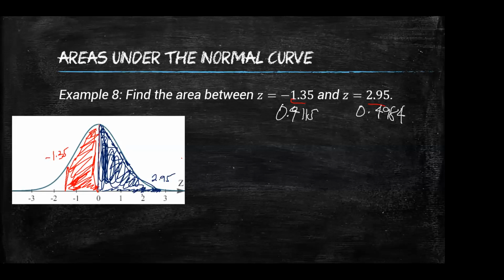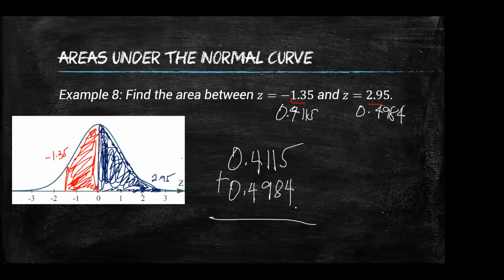Ayan. So, ngayon, class, hinahanap yung area between the negative 1.35 na z-score and yung z-score, which is 2.95. So, ano ang gagawin natin para mahanap yung area in between them? Okay, pagsasamahin natin yung dalawang area. Okay, so pag sinabing pinagsama, we will add the areas. So we have 0.4115 plus 0.4984.